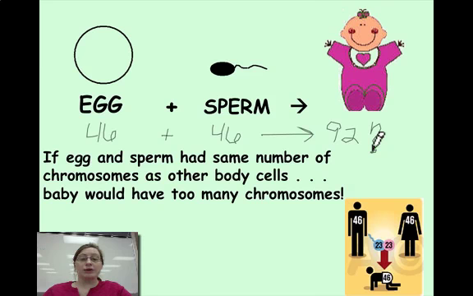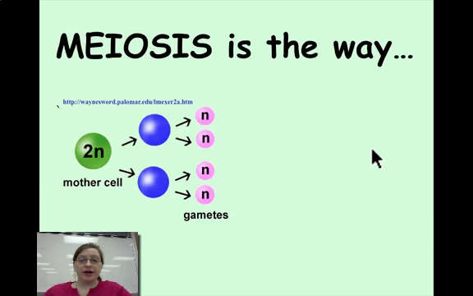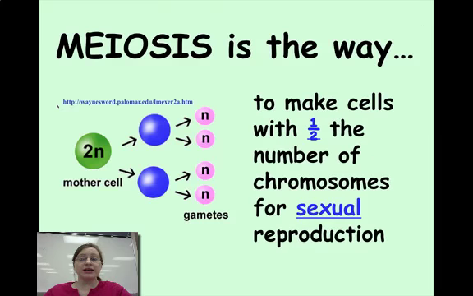So the way that we solve that is by cutting the number of chromosomes in half. This is specifically just for sexual reproduction. We're going to describe the way that the cell divides so that it reduces the number of chromosomes in each cell by half. And that makes sense because then when we take that egg cell with 23 chromosomes and add it to a sperm cell with 23 chromosomes, the first cell of that offspring, which is a body cell, will have 46 chromosomes.